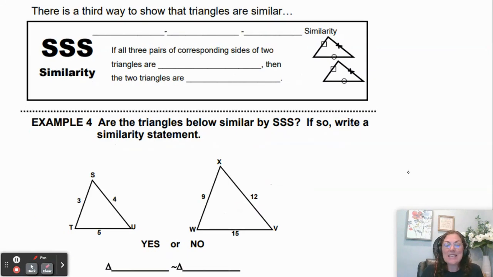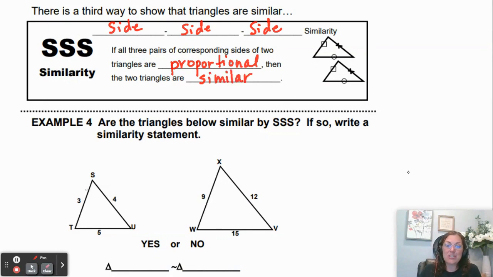Our last one is SSS, and this stands for, you guessed it, side, side, side. If all three pairs of corresponding sides of two triangles are proportional, then the two triangles are similar.